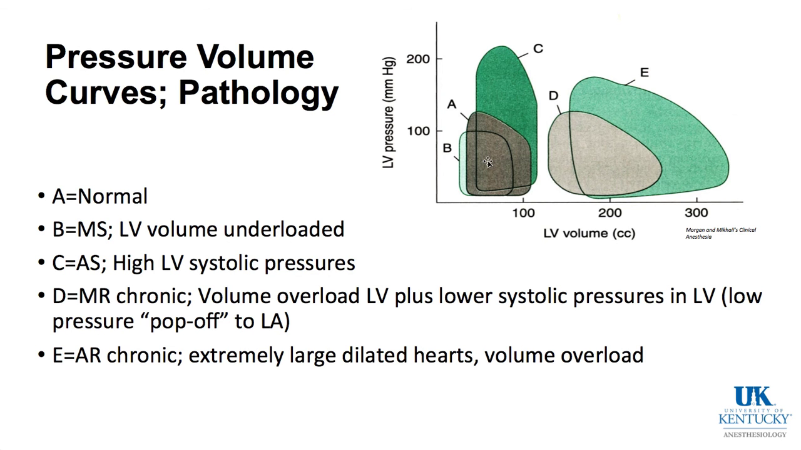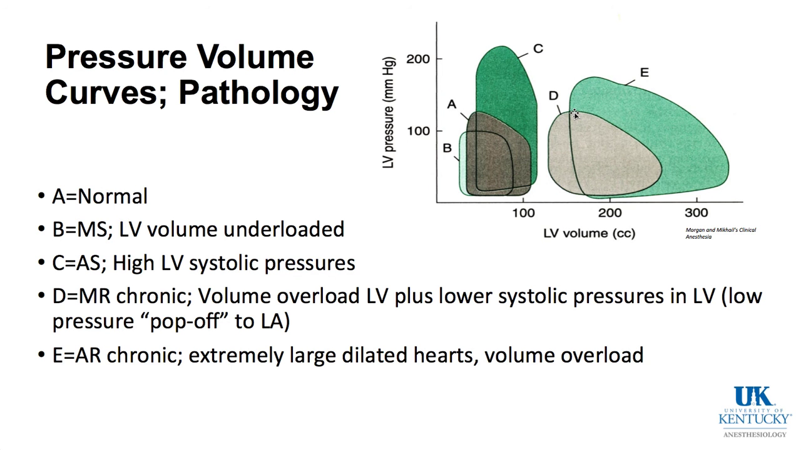B represents an underfilled left ventricle, and this is the classic mitral stenosis patient where you have LV volume underloaded. And then the regurgitant lesions give you a volume overload of the ventricle. Mitral regurgitation is represented in D. This gives you a volume overload of the LV plus lower systolic pressures in the LV. Notice the peak up here of LV systolic pressure.